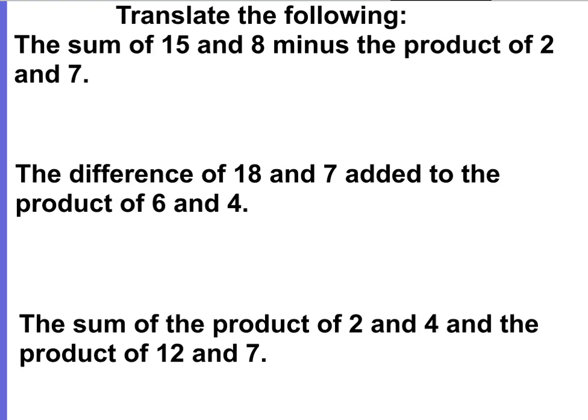So for the first one, the sum of 15 and 8 minus the product of 2 and 7. The second one, the difference of 18 and 7 added to the product of 6 and 4. And the last one, the sum of the product of 2 and 4 and the product of 12 and 7.